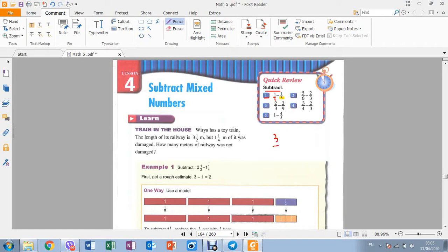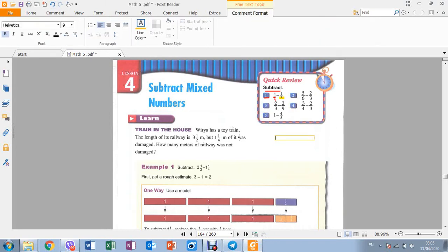So 3 over 3 minus 1 over 3 equals what? We have the same denominator, so we don't change the denominator, only 3 minus 1 is 2. 2 over 3, or 2/3. Our answer is equal to 2/3.